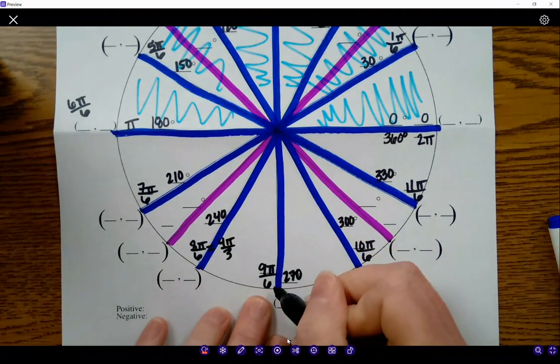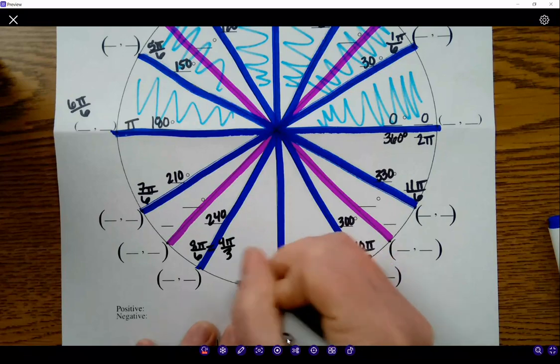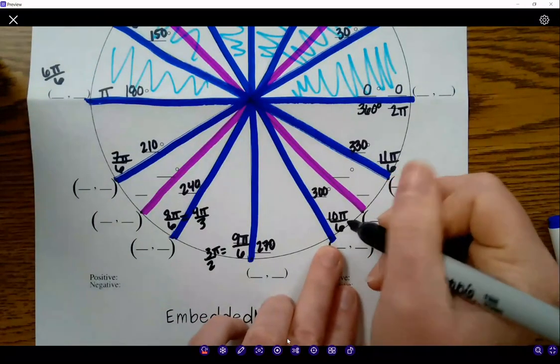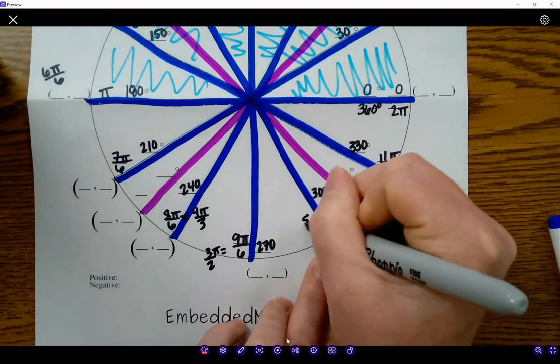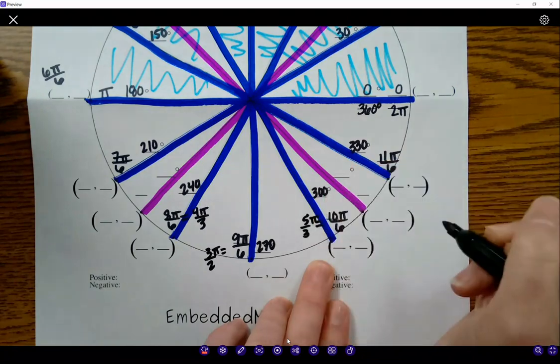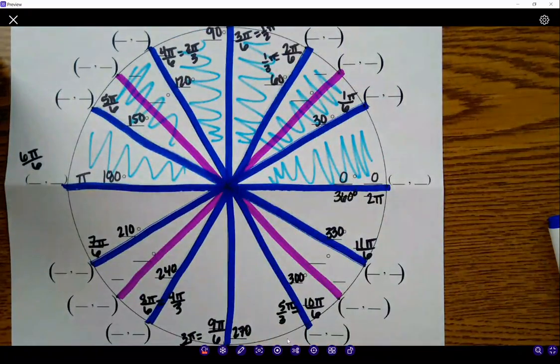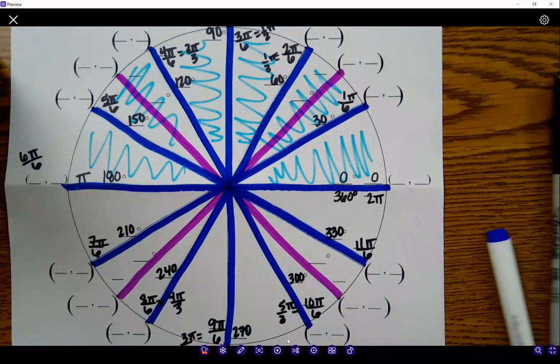Okay, 9 pi over 6 reduces to 3/2 pi. 10 pi over 6 reduces to 5/3 pi. And then 11 pi over 6 does not reduce. All right, awesome. So now we're going to look at our 45-degree reference angles.